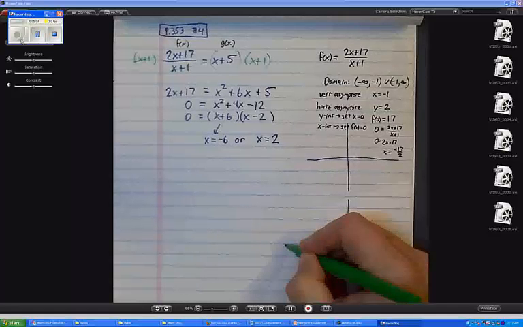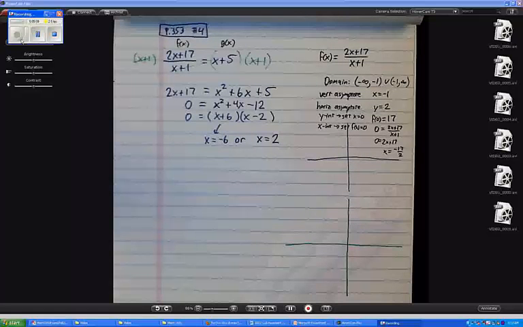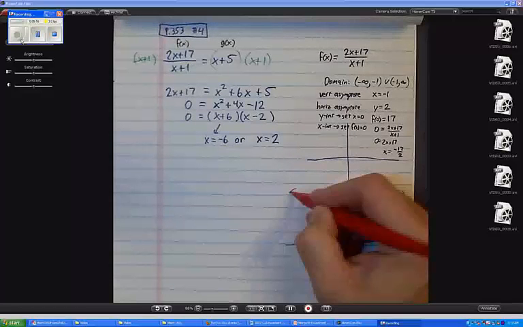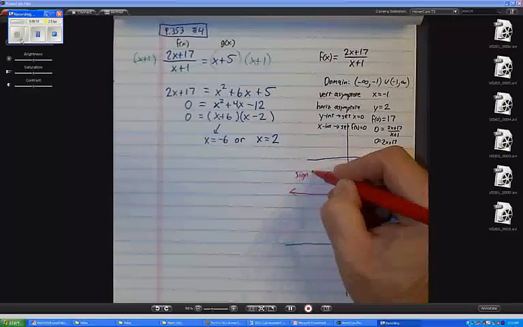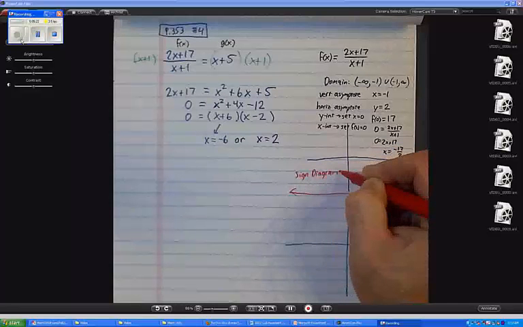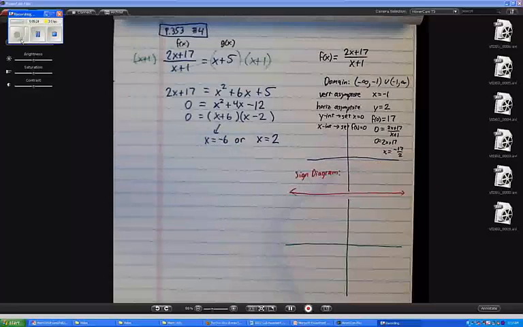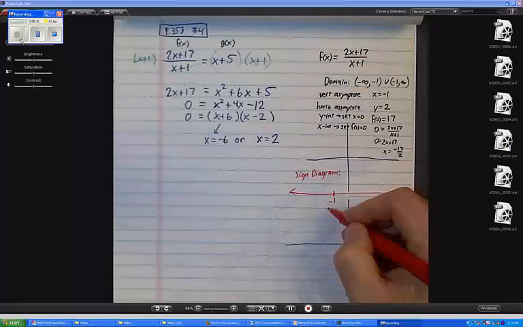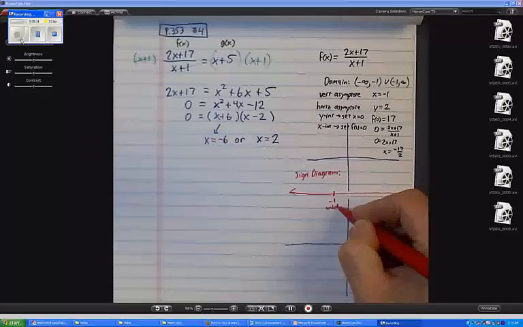Now let's see what I have. Well, one thing I've been doing which has been helpful is I've been doing what's called a sign diagram. What are some of the important points I should put on the sign diagram right now? We better put -1, because -1 we know that the thing is undefined there. Why 2?